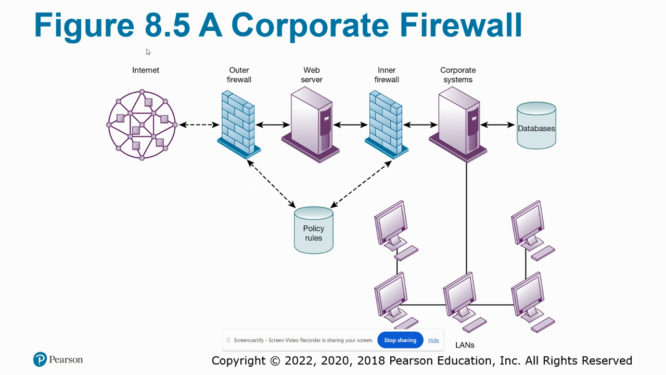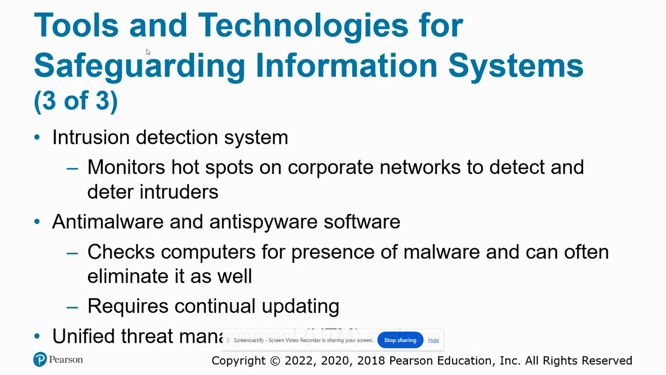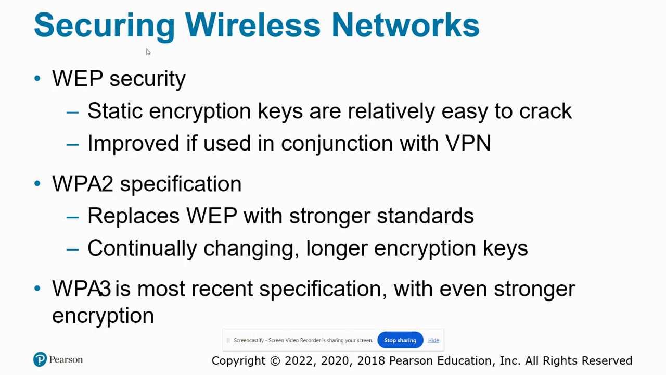The firewall is placed between the firm's private network and the public internet or another distrusted network to protect against unauthorized traffic. This slide looks at additional tools to prevent unwanted intruders and software from accessing the network. Here we look at tools and technologies used to secure wireless networks.